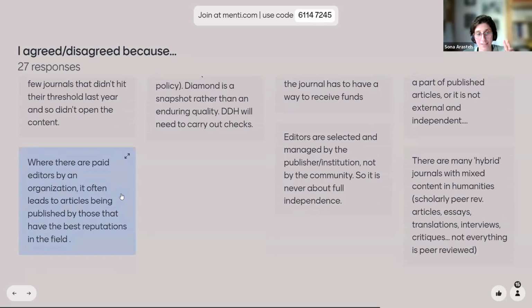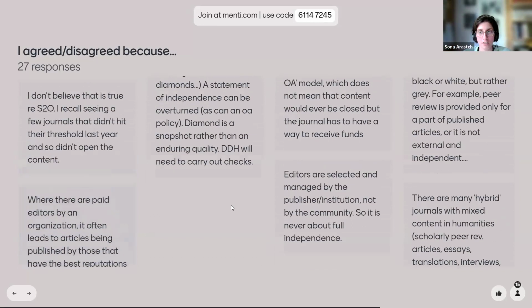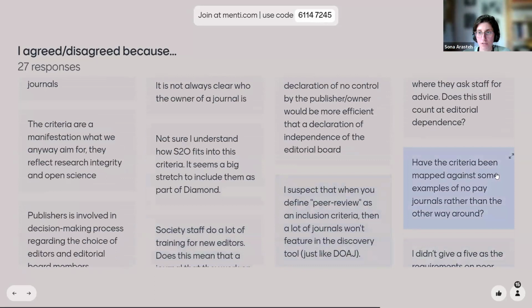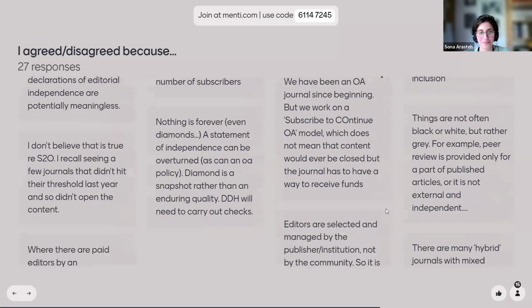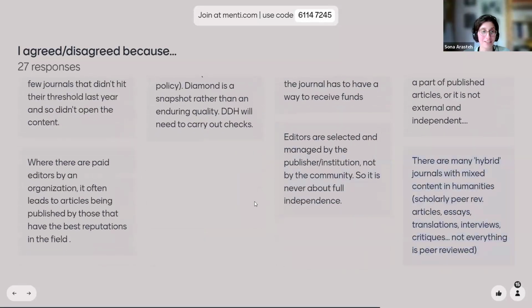Okay, so I would like to highlight two comments that have been made within this question before we maybe head to the next statement, unless there is something super urgent. First of all, a rather brief answer by you: have the criteria been mapped against some examples of no-pay journals rather than the other way around? Yes, I am the editor of a journal myself, so I have in my mind compared this to the journal that I've been editing for 9 years. Okay. Thank you. I have that kind of independence, yes. So the answer to this is very briefly, yes, I have been.